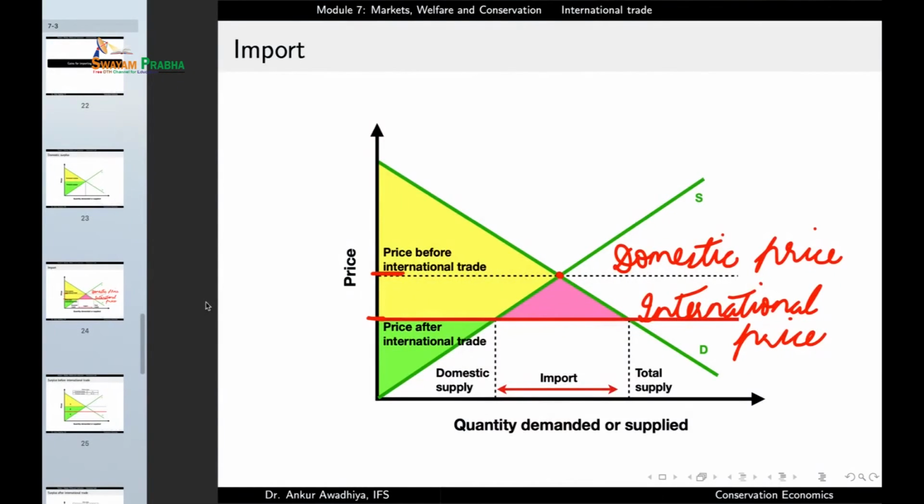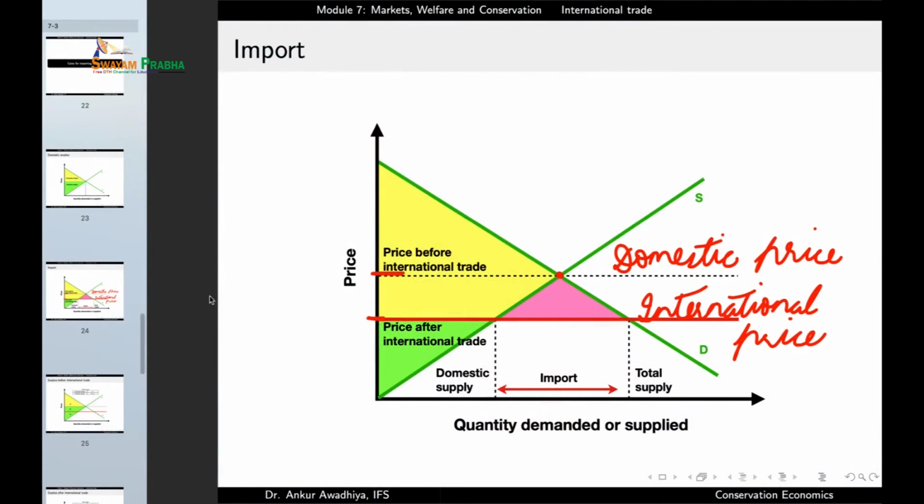Now, if quality remains the same, the consumers would want to purchase things at the lower price. So they would go for the item that has been manufactured internationally because it is available at a cheaper price. And so the domestic producers would have the option of either reducing the price to match the international price or go out of business, which is what we are observing here. So this is the price after the international trade, even in the domestic market.